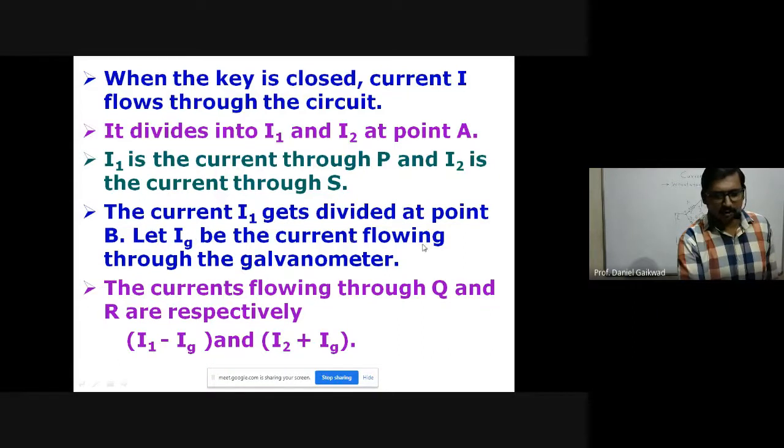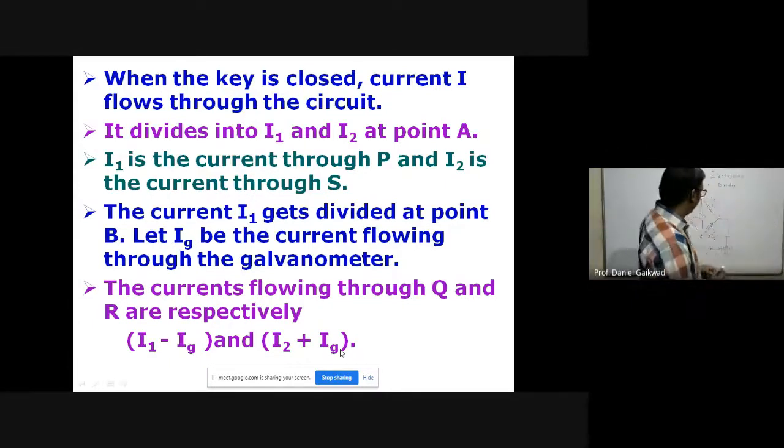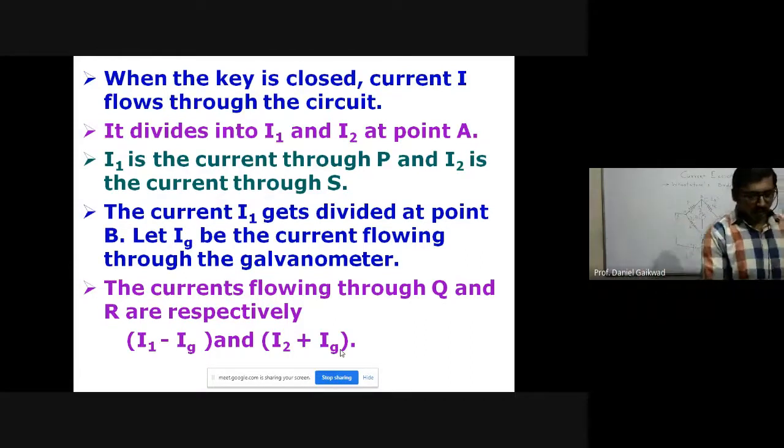Let Ig be the current flowing through the galvanometer, and I1 and I2 the currents flowing through Q and R respectively. Already we have explained these points, I1 minus Ig and I2 plus Ig. See here in this diagram, a small change according to the textbook. This will be resistor R and here we have resistance, suppose S, to match with the diagram of the textbook.